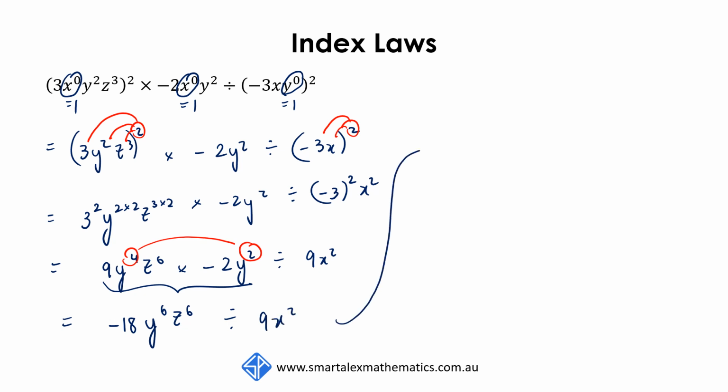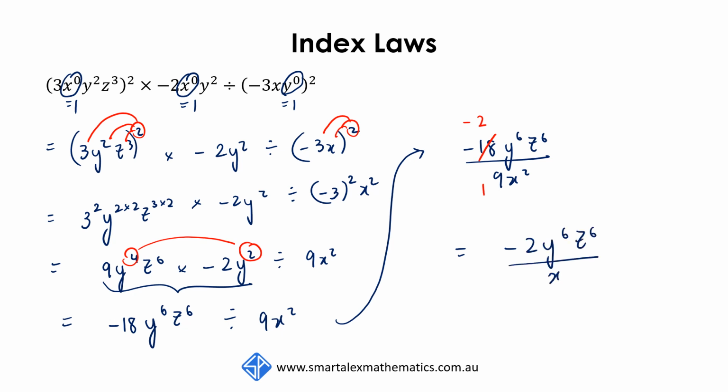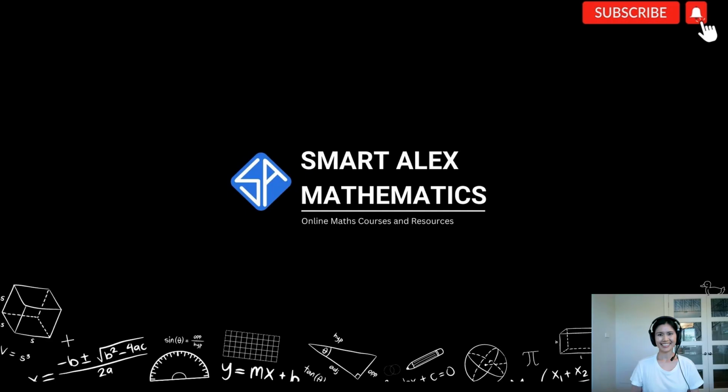So putting it as a fraction, we have minus 18 y to the 6 z to the 6 divided by 9x squared. And in the last step, the only thing we can simplify is the negative 18 over 9. That will reduce to negative 2 over 1. And our final answer would become minus 2y to the 6 z to the 6 all over x squared.